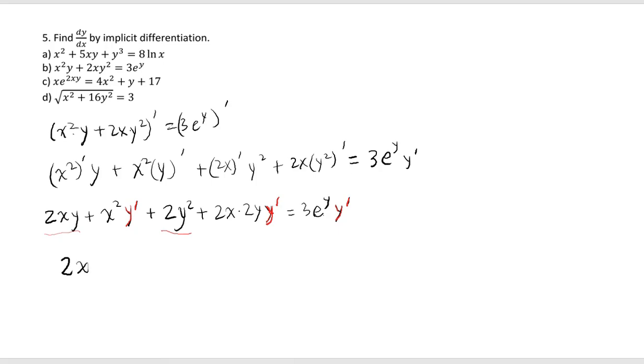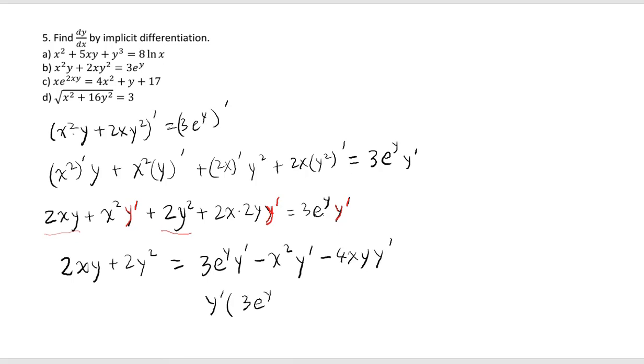So we have 2xy plus 2y squared on the left side, whereas on the other side these are moved away. So you have 3e to the y times y prime minus x squared y prime. When you move the terms, their signs become the opposite, right? Plus becomes minus. And then over here, this one is 4xy, so it's 4xy y prime. Now we can factor the y prime, and you have 3e to the y minus x squared minus 4xy equals 2xy plus 2y squared.